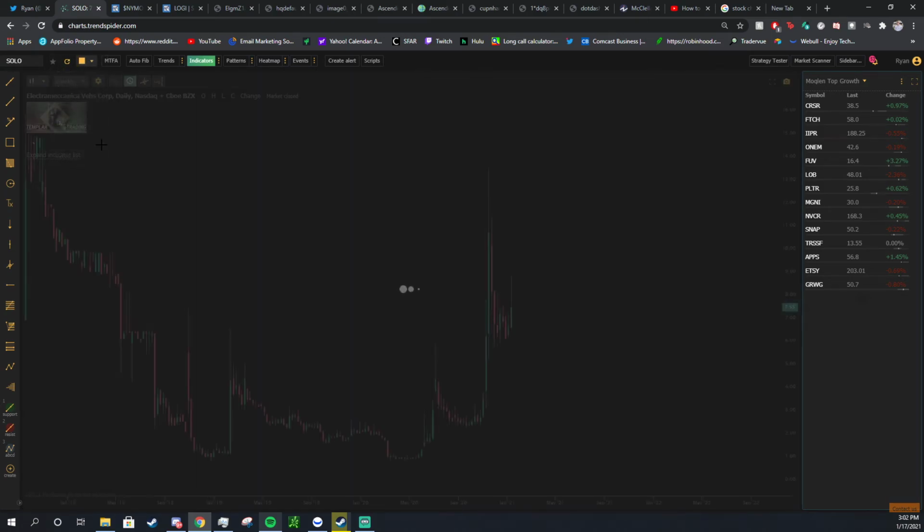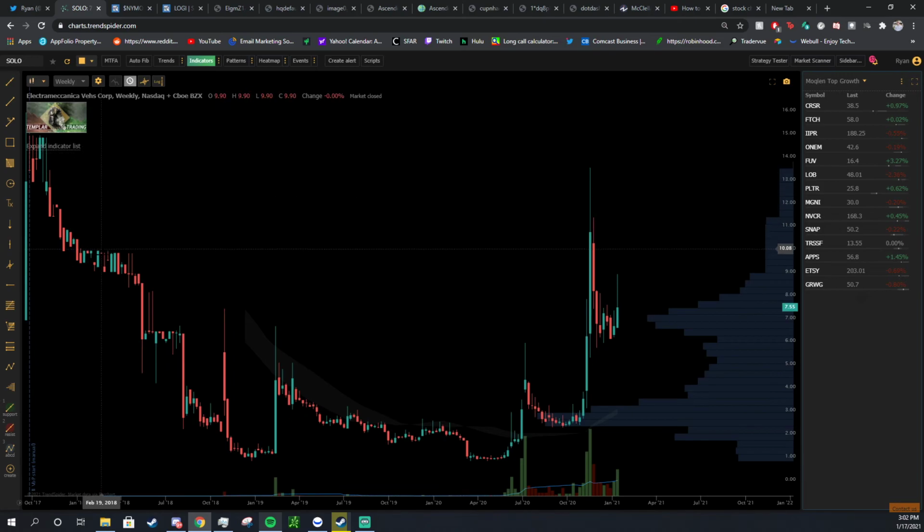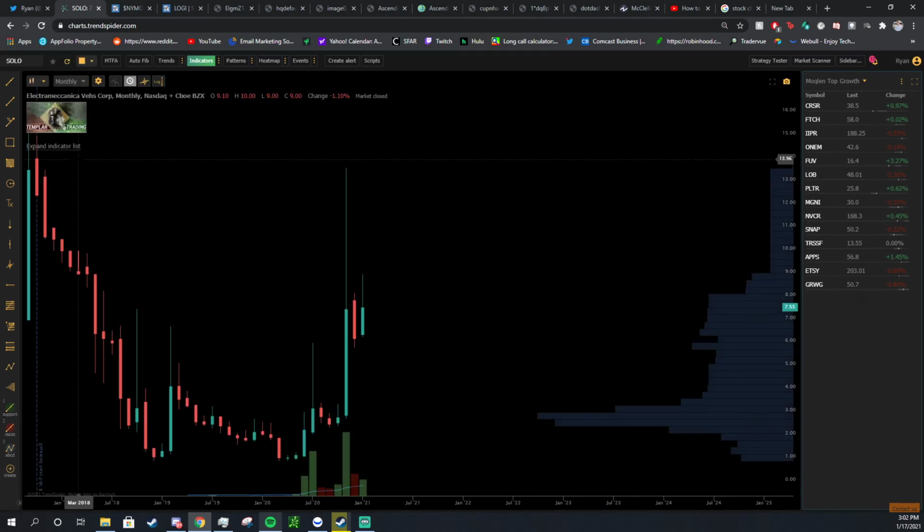If we look at the weekly here, incredibly just selling off. If we look at the monthly, you know, same deal. It would interest me to see this thing break upwards of $14. I just don't think it's gonna happen.